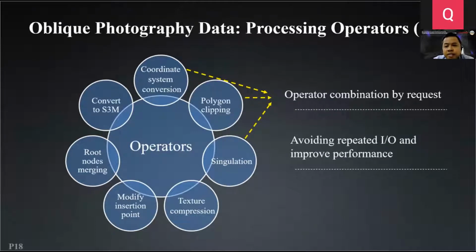So what are the benefits of processing operators? We can combine these operators as needed. For example, if we need to convert coordinates, merge root nodes, and convert to S3M format, these operators can be combined into one processing operation, which avoids multiple inputs and outputs and improves performance as a whole.